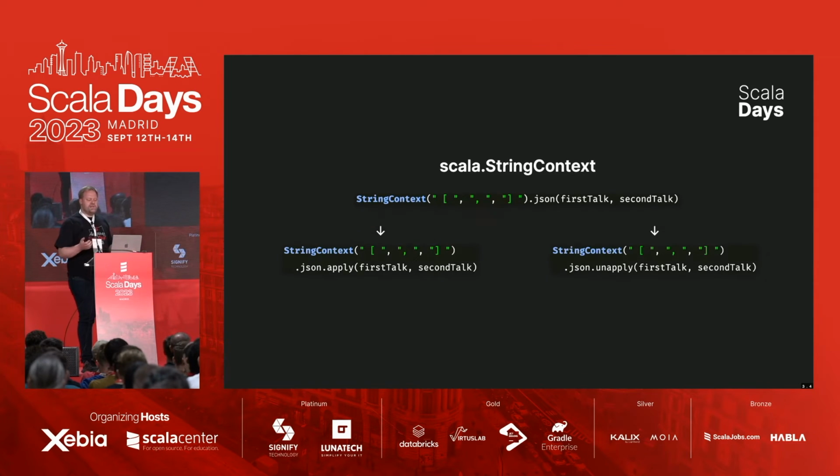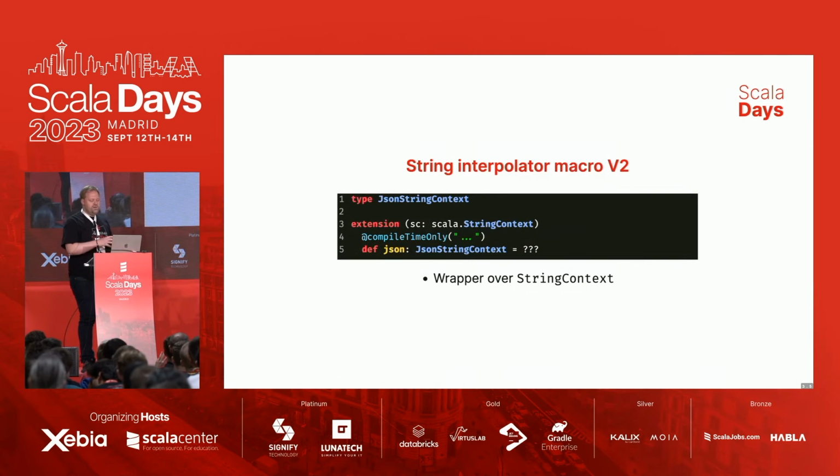So now the trick is to, instead of defining the JSON as an extension method for the macro, use it as an indirection to get to something that has an apply method and an unapply method, and both of those will be macros. We can do that by just defining a type, which we're going to call JSON string context, which is a wrapper on a string context, and we'll define our extension method to define the string interpolator name, JSON, and it will just return that JSON string context. And we're only going to use this at compile time, and the macro will take care of removing this call.